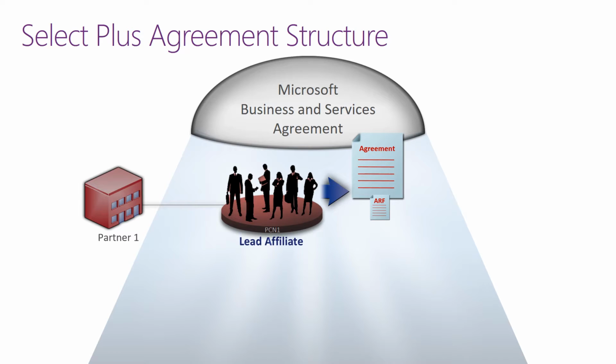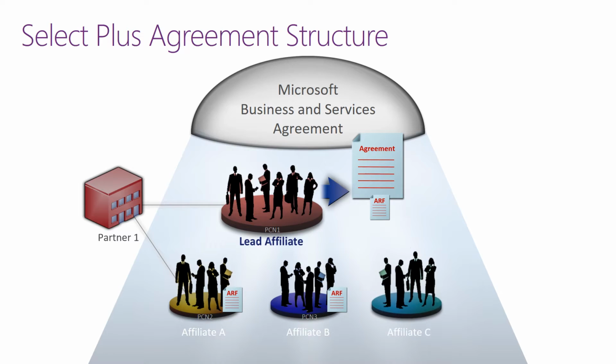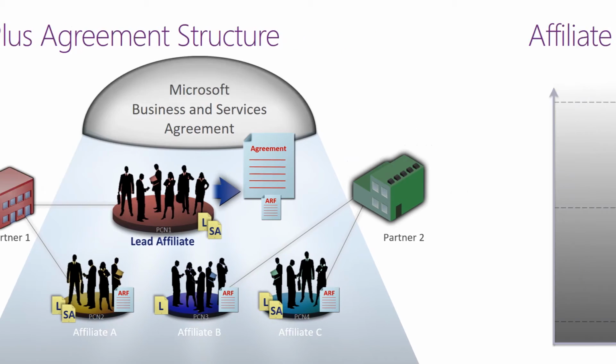Then further affiliates can also sign affiliate registration forms to purchase under this Select Plus agreement, and they can either work with the same partner or a different one. Each affiliate can decide exactly what licenses they purchase, and one of the benefits that they will all realise is that the points are totalled across all of the affiliates to determine the price level for the whole agreement. Let's look at how that works in practice.